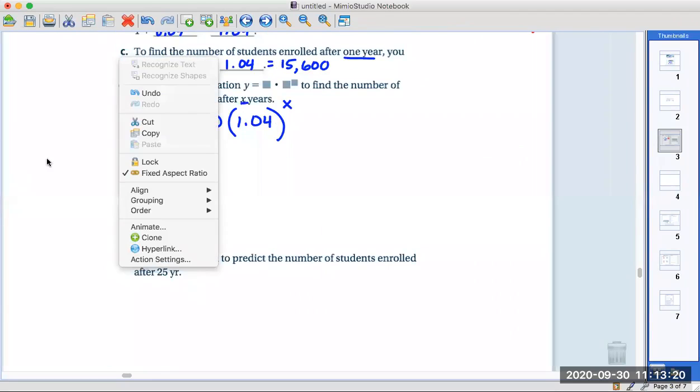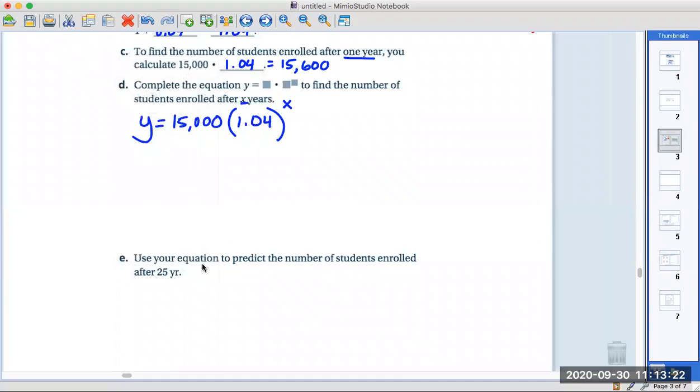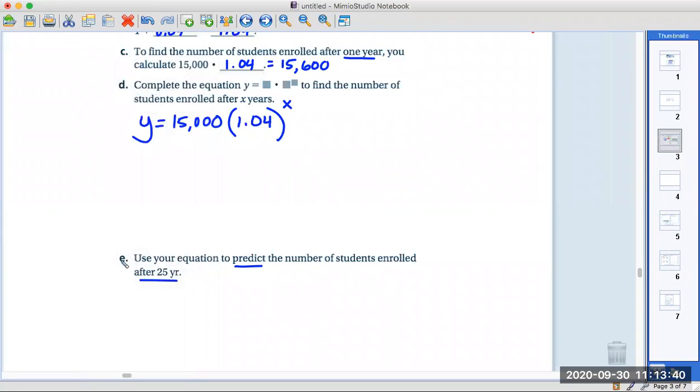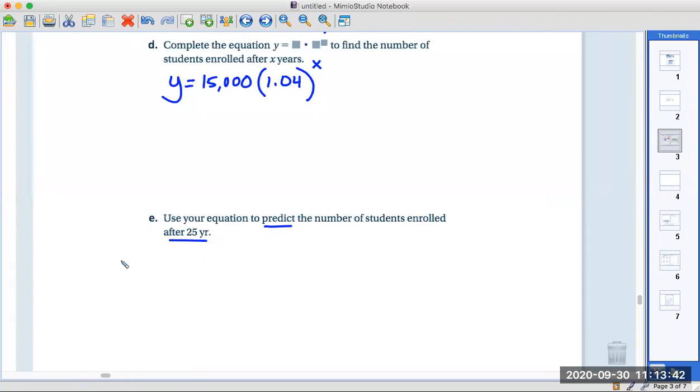So now they're going to use this equation. So the equation is right here. Use your equation to predict. We can predict with these equations. That's why we write them. The number of students enrolled after 25 years. So that's important. We want to know how our college is growing. We need to plan on new buildings, bigger facilities. So you don't want to plan too small.